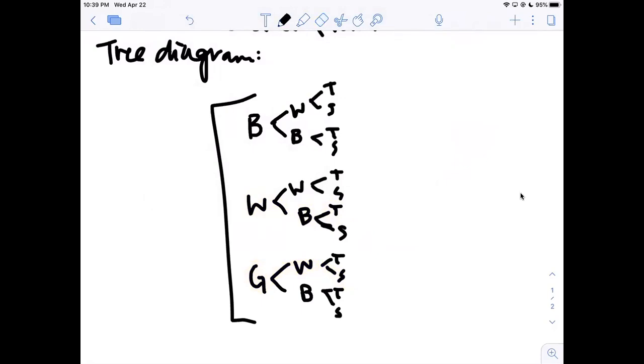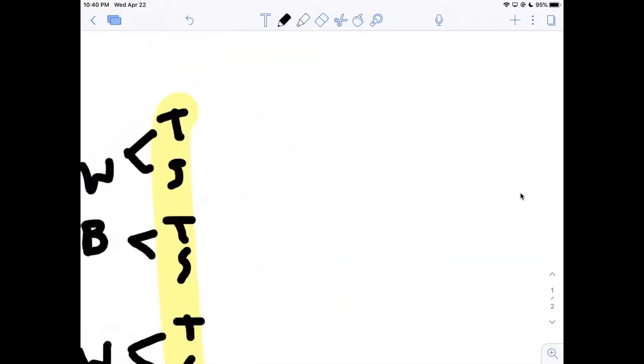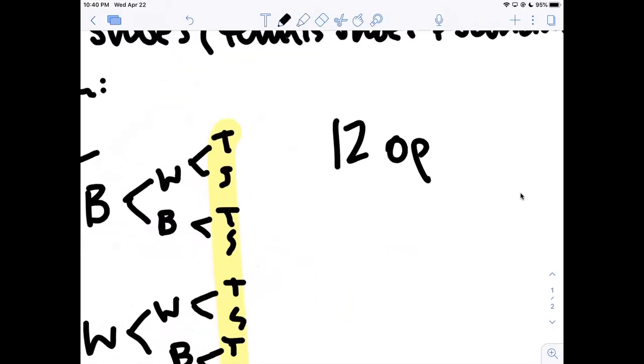And so at the end of the day, we'll see how many outfits we have. Since we made this tree diagram, we can just count. I'm just counting this final column right here. If you were to follow all of the paths, it would reach you to this final column. 1, 2, 3, 4, 5, 6, 7, 8, 9, 10, 11, 12. So if we just count them, we know that there are 12 options.